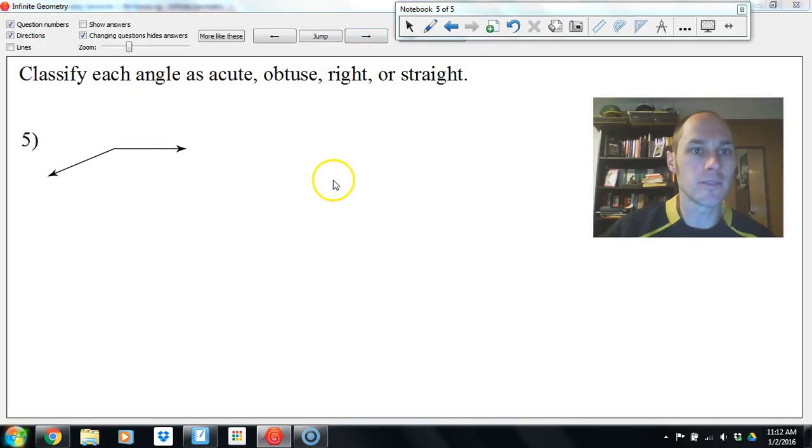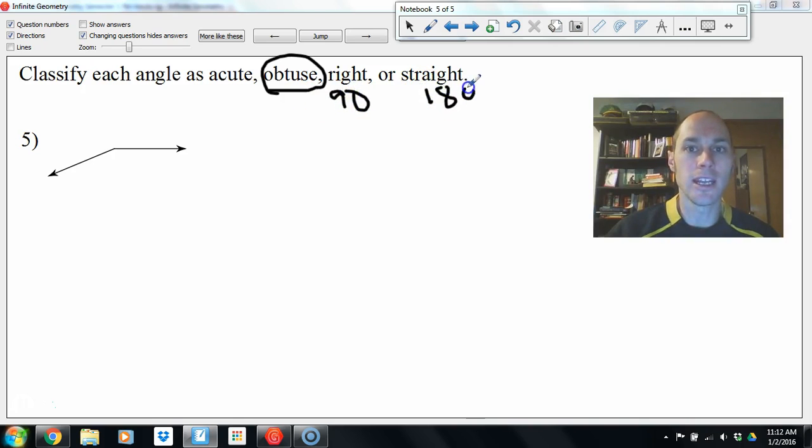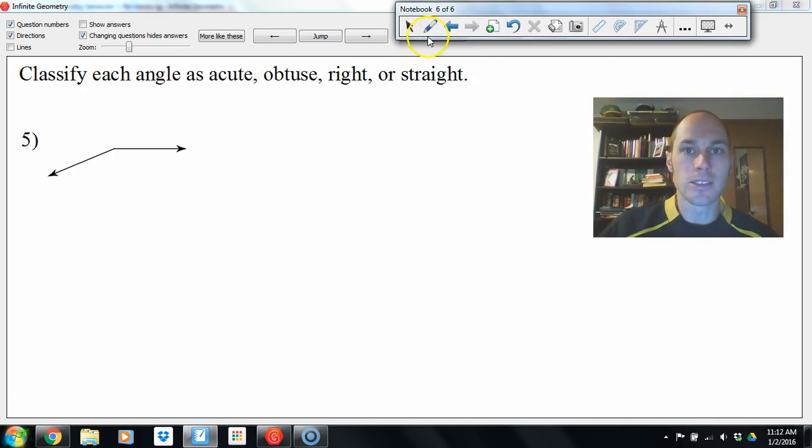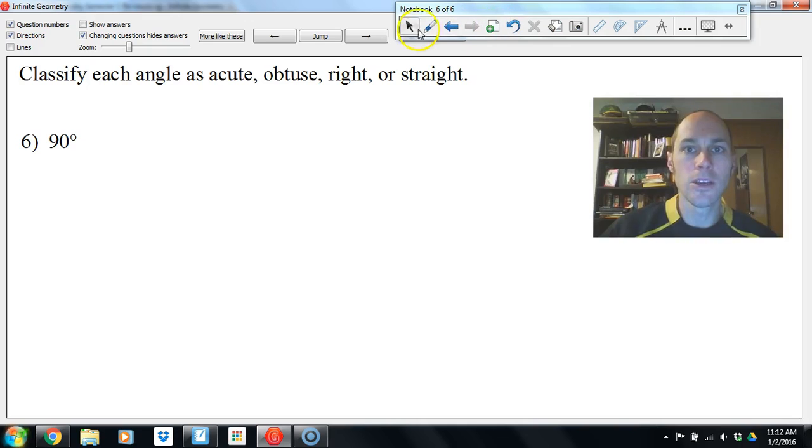All right. Classify as acute, obtuse, right, or straight. We can see that it is greater than 90, so that would be obtuse. Remember, acute is less than 90. Obtuse is greater than 90 but less than 180. A right angle is 90 degrees. Straight angle is 180 degrees. So keep those terms in mind as you classify angles as we go through that. Next one. Acute, right, obtuse, or straight. Once again, this is 90 degrees, so it's got to be a right angle.